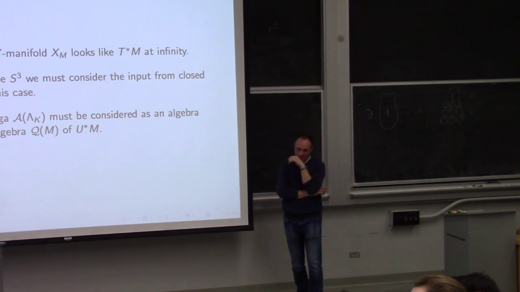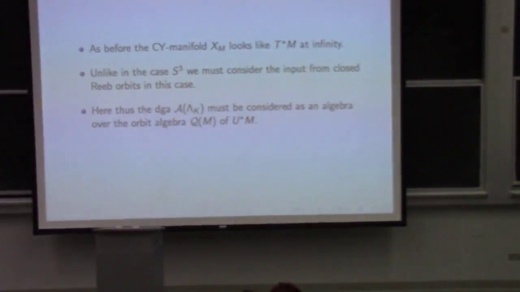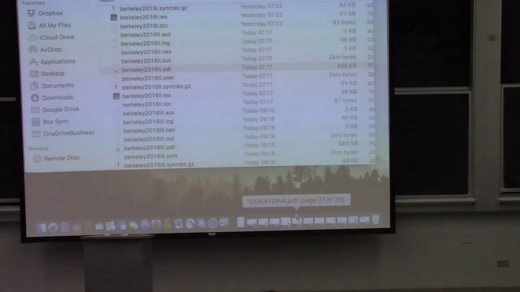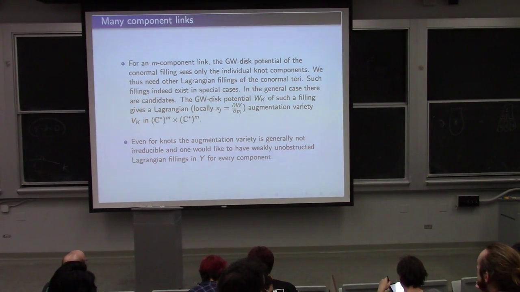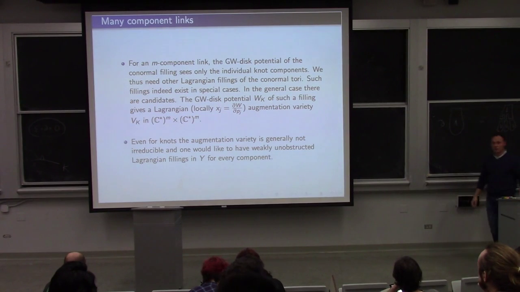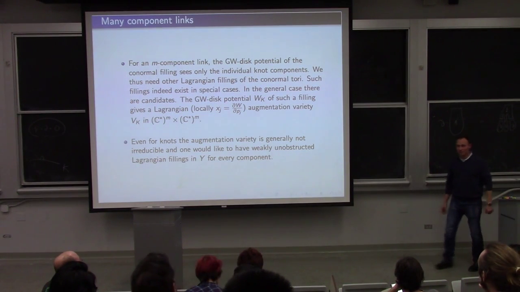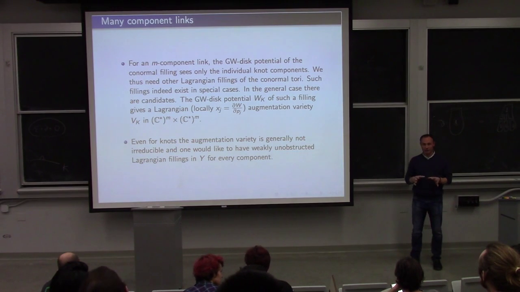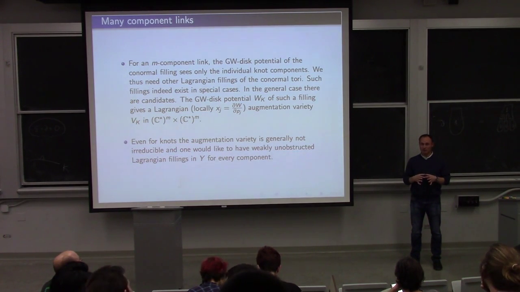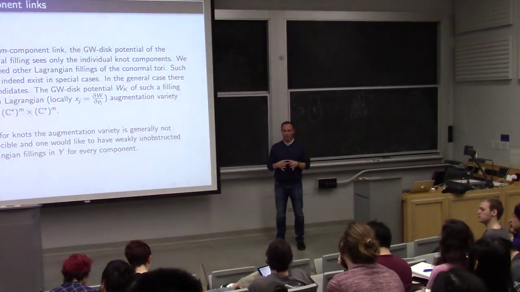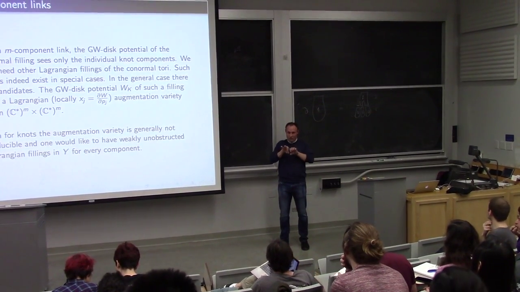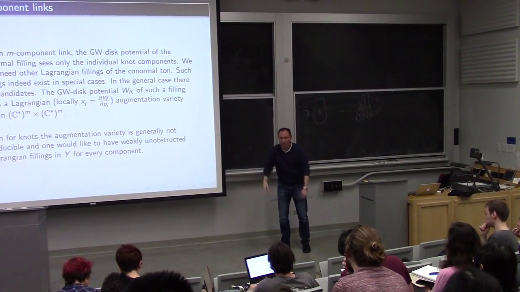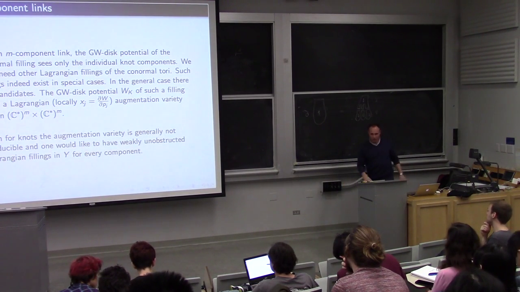I missed what you said in the previous slide about the X_N. Can you say something about what the X_N is? Which X_N? For RP3, or for any? For RP3 it's a local T star RP3. You can see this if you take RP3 and put it in CP3, and then you take a purely imaginary conormal. It doesn't intersect, so you take the neighborhood and go the other way. But okay, I'll talk about this tomorrow.